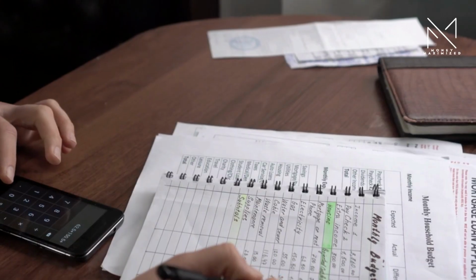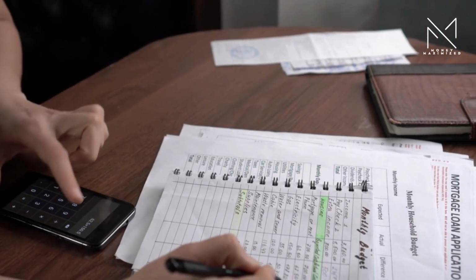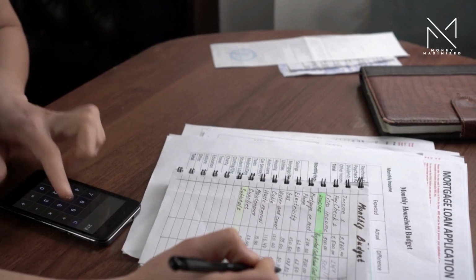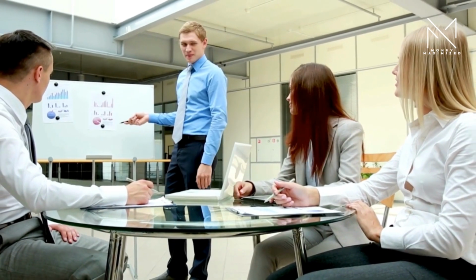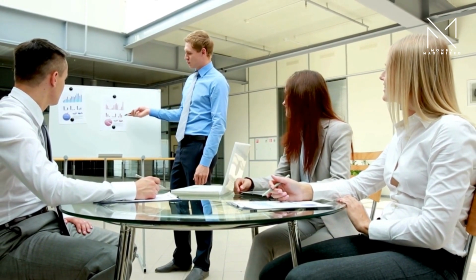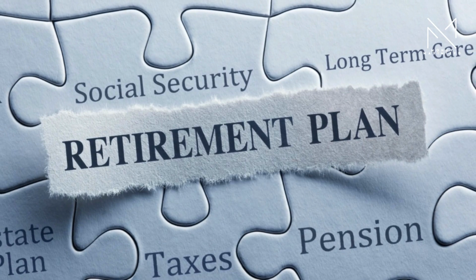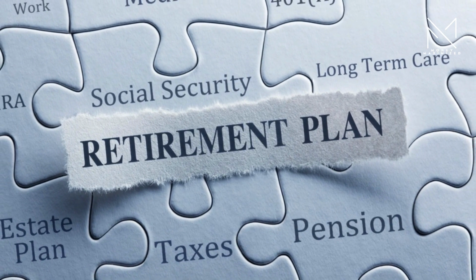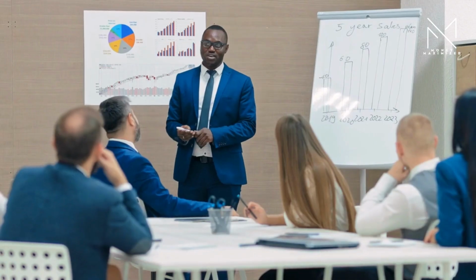The 50-30-20 rule provides a simple framework for managing your money, but it's important to customize it to your specific financial situation and goals. Whether you're working to get out of debt, save for a major purchase, or plan for retirement, this rule can serve as a valuable starting point for effective financial management.